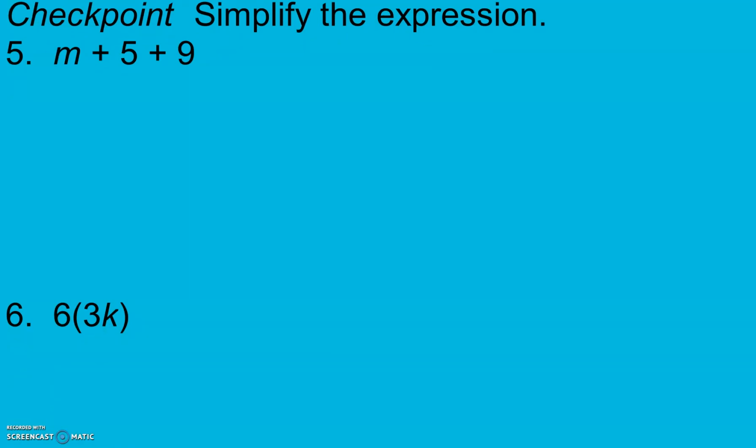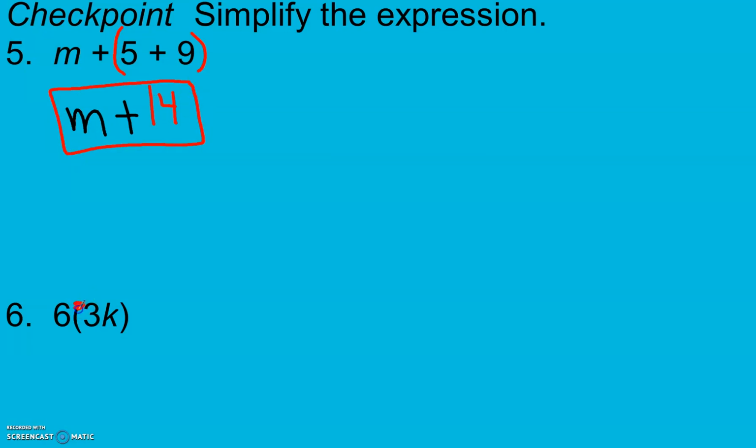Here, we're going to have to use our associative property again and group these two because we can't add m plus 5 like PEMDAS wants us to do first. When I add those, I get 14. I didn't change my m or the fact that I'm adding, but right now there's nothing else I can do because I don't know what m is.